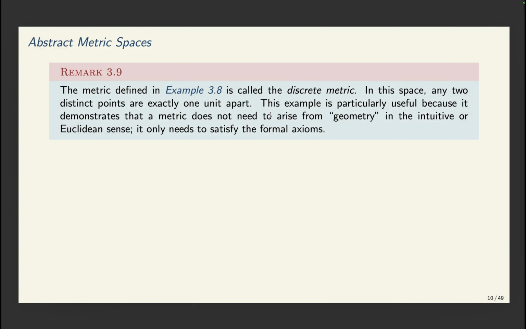Okay, so the metric defined in this example is called a discrete metric. So I will use this word. In this space, any two distinct points are exactly 1 unit apart. Okay, this example is particularly useful because it demonstrates that a metric does not need to arise from geometry in the intuitive or Euclidean sense. It only needs to satisfy the formal axioms. That's important.